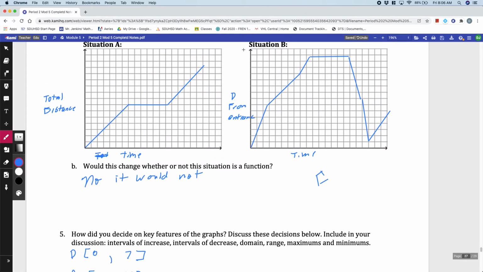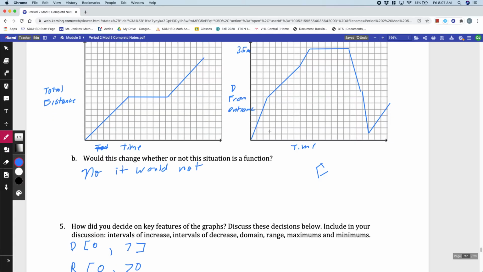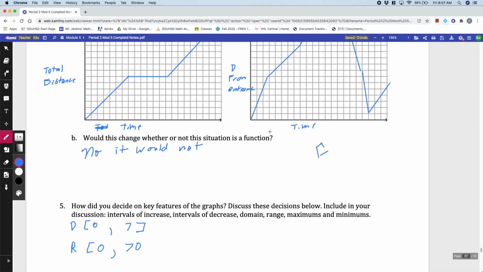And on this graph, I didn't really do the specifics over here, but I could say he traveled like 35 meters was his furthest point. Okay, and this is just, like I said, a really rough sketch of it. So let's go ahead now and look at this. So that would have been domain and range.